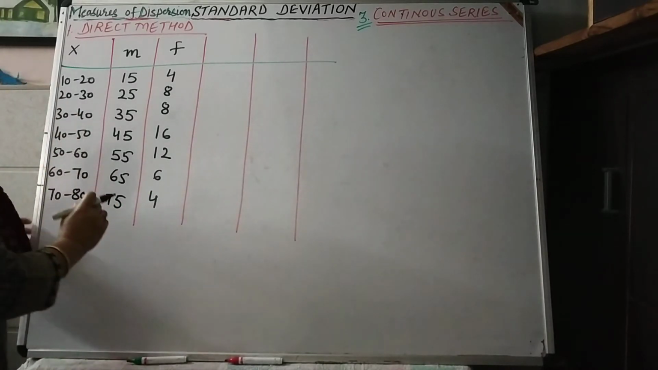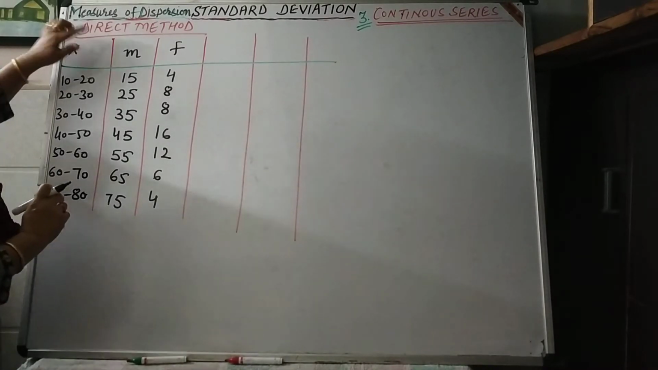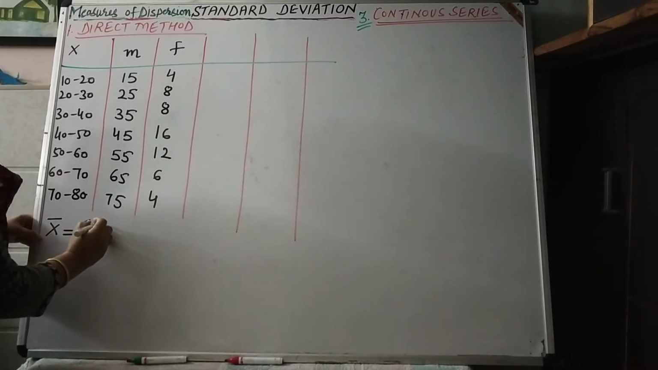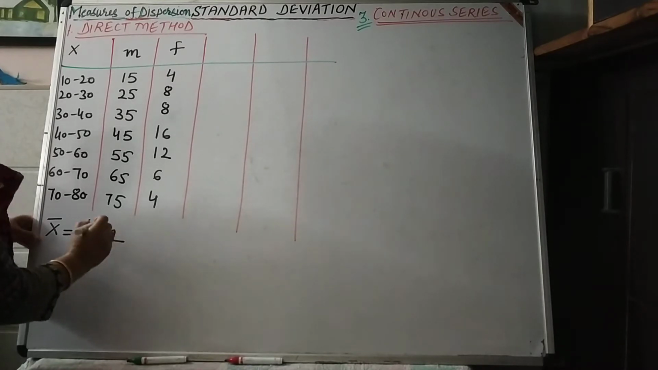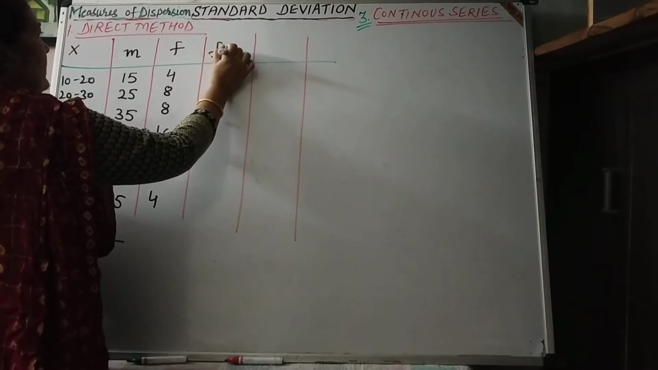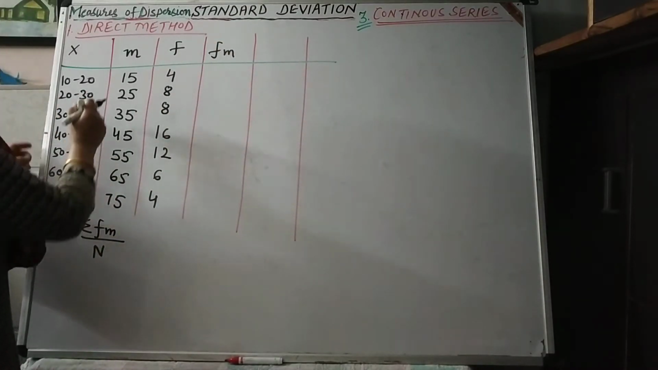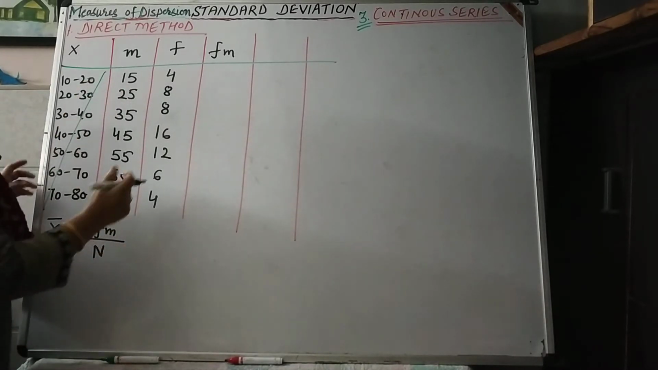So if we want to calculate standard deviation in continuous series by direct method, first of all arithmetic mean is required. X bar is equal to sigma fm divided by n. So let us calculate fm. Frequency will be multiplied by mid values. So no need of these values of x. These are not required.